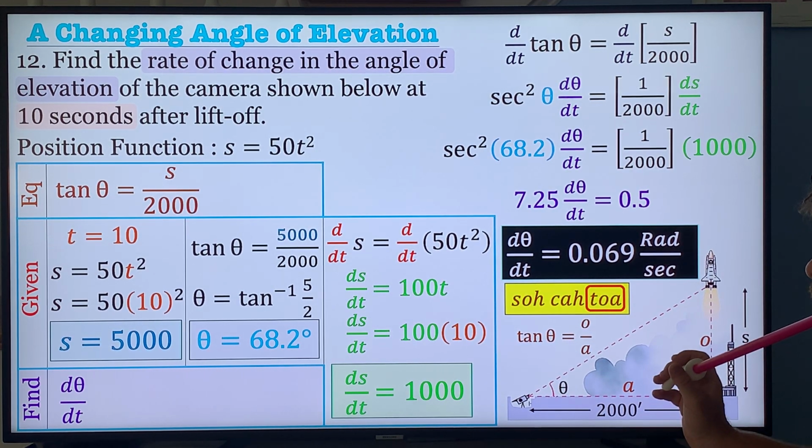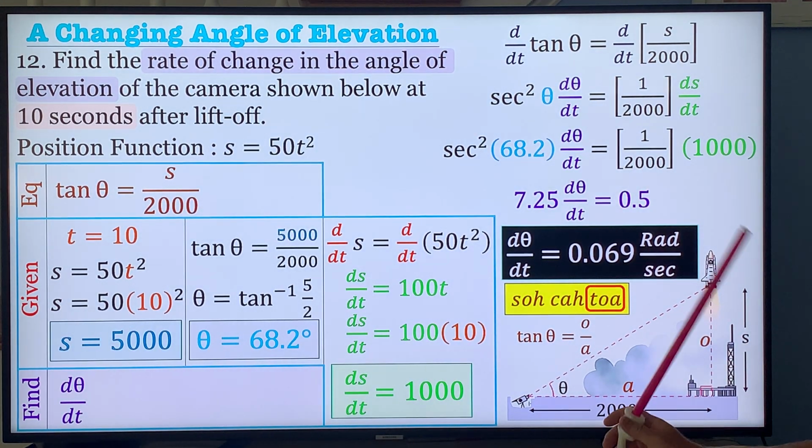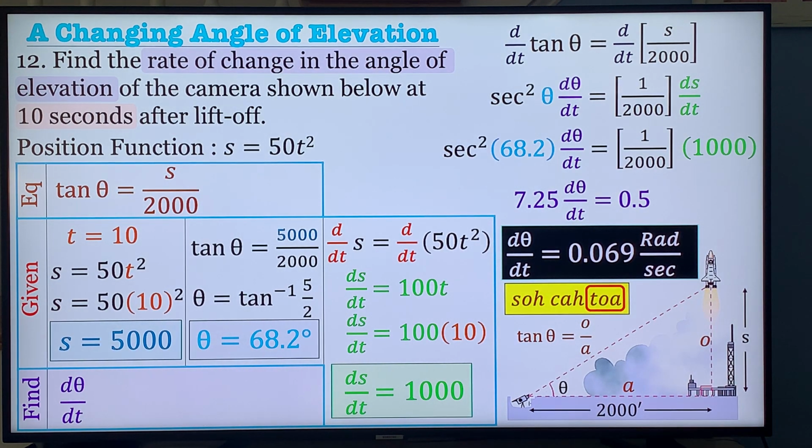All right? Got it? And radians per second is how you change from degrees. Wasn't that easy? Like I said before, make sure your calculator is in radian mode.